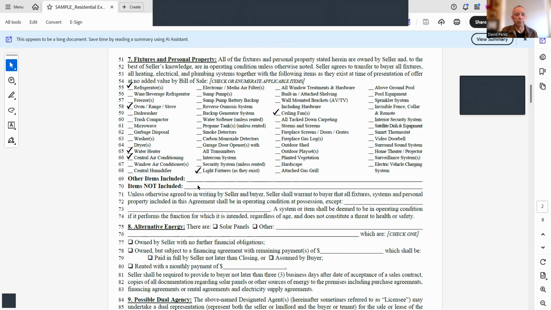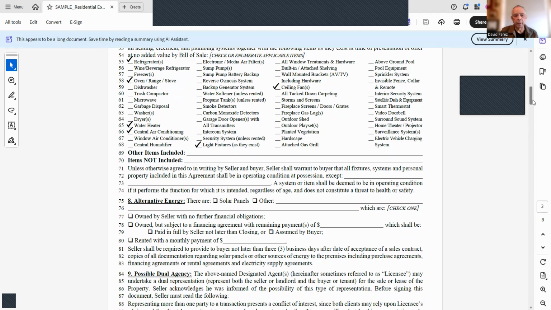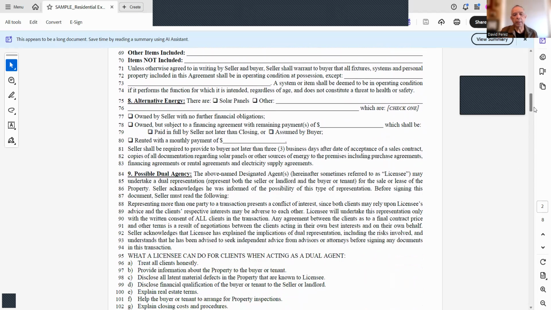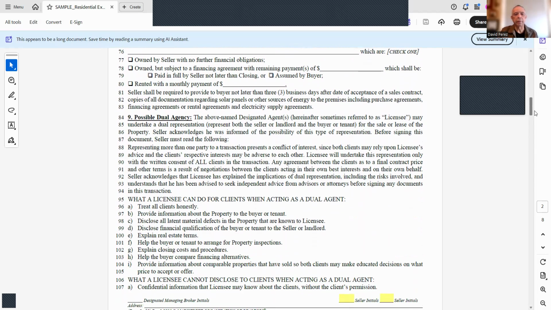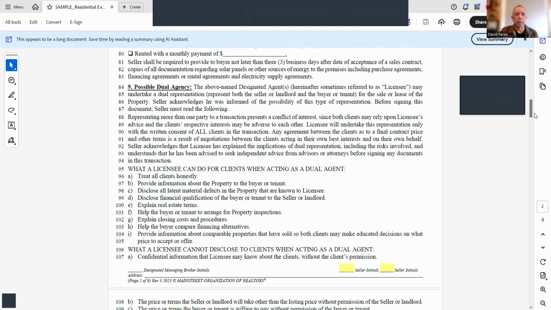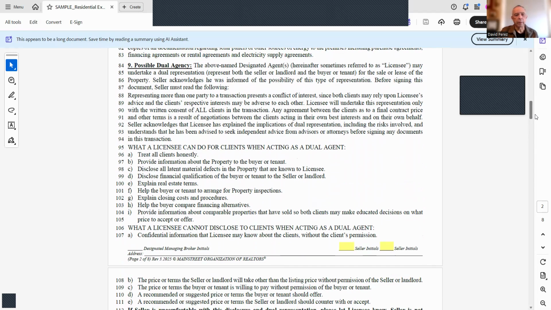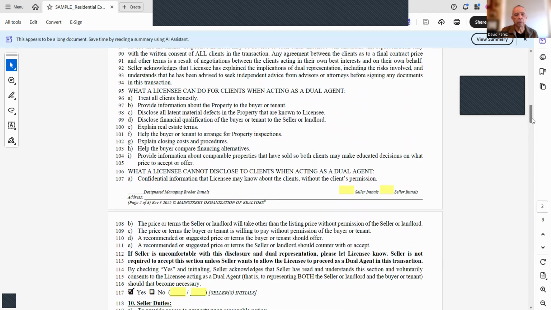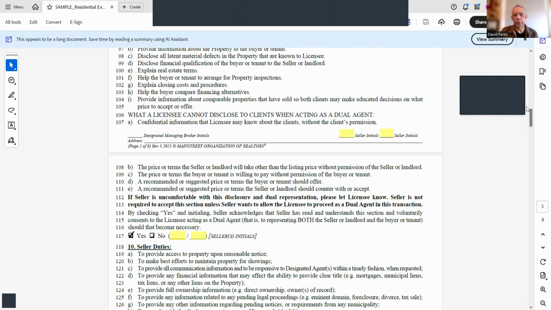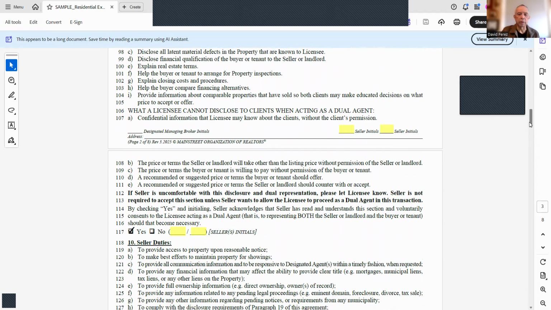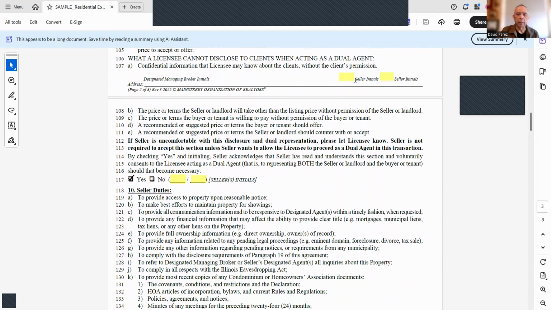But nevertheless, if you include it in items not included, then the buyer knows that that's not going to be there when they move in. Okay? So the rest of it, you can take your time and look at it. And again, if it's blank, it's usually not filled out. Okay, talks a little bit about dual agency. Again, here, page 2, initials for both owners, or if it's just one, all you need to do is initial one of these areas.